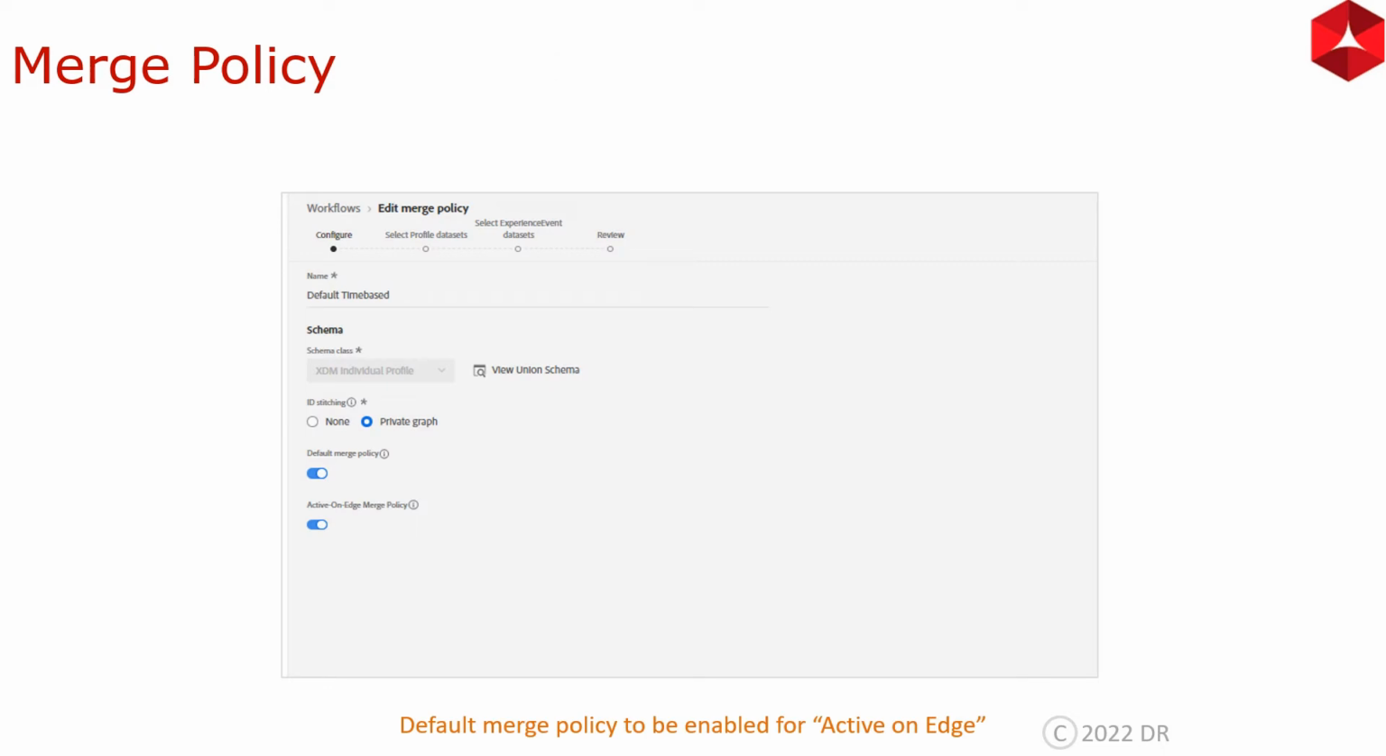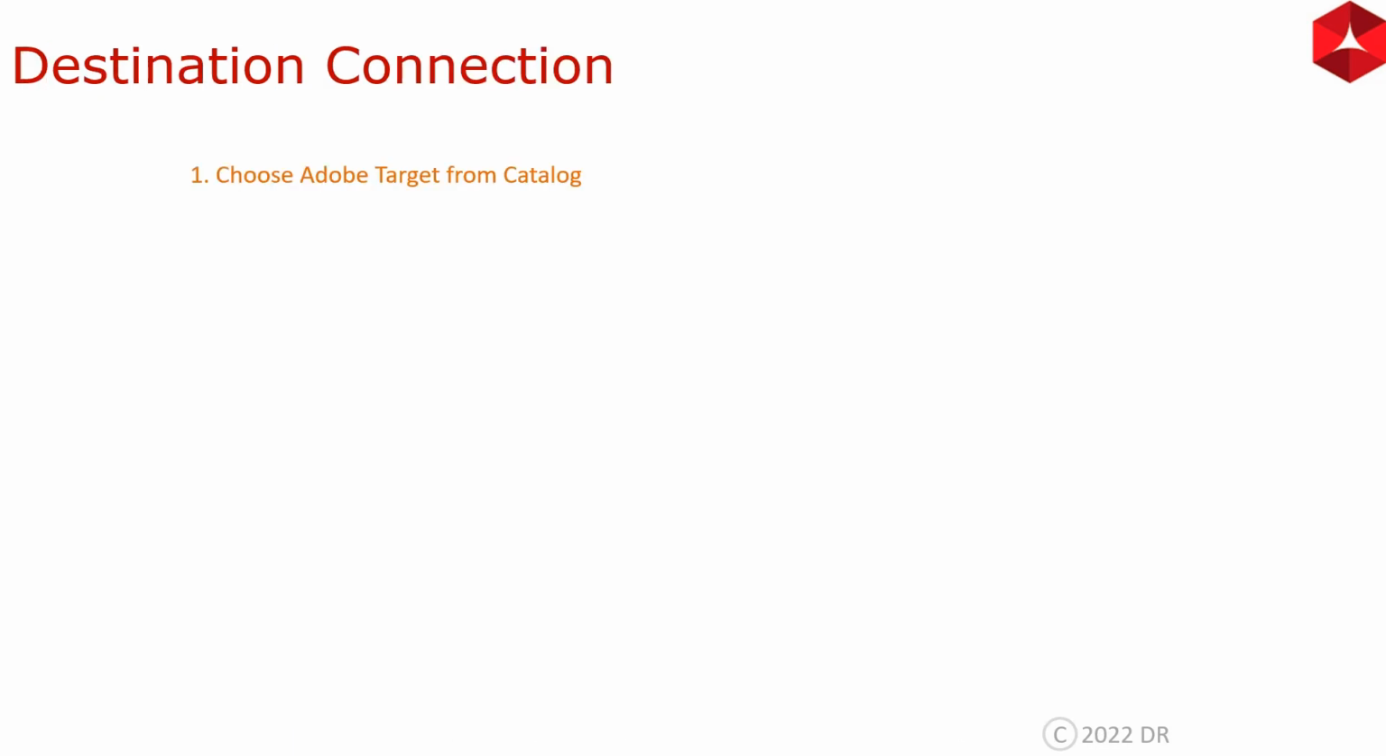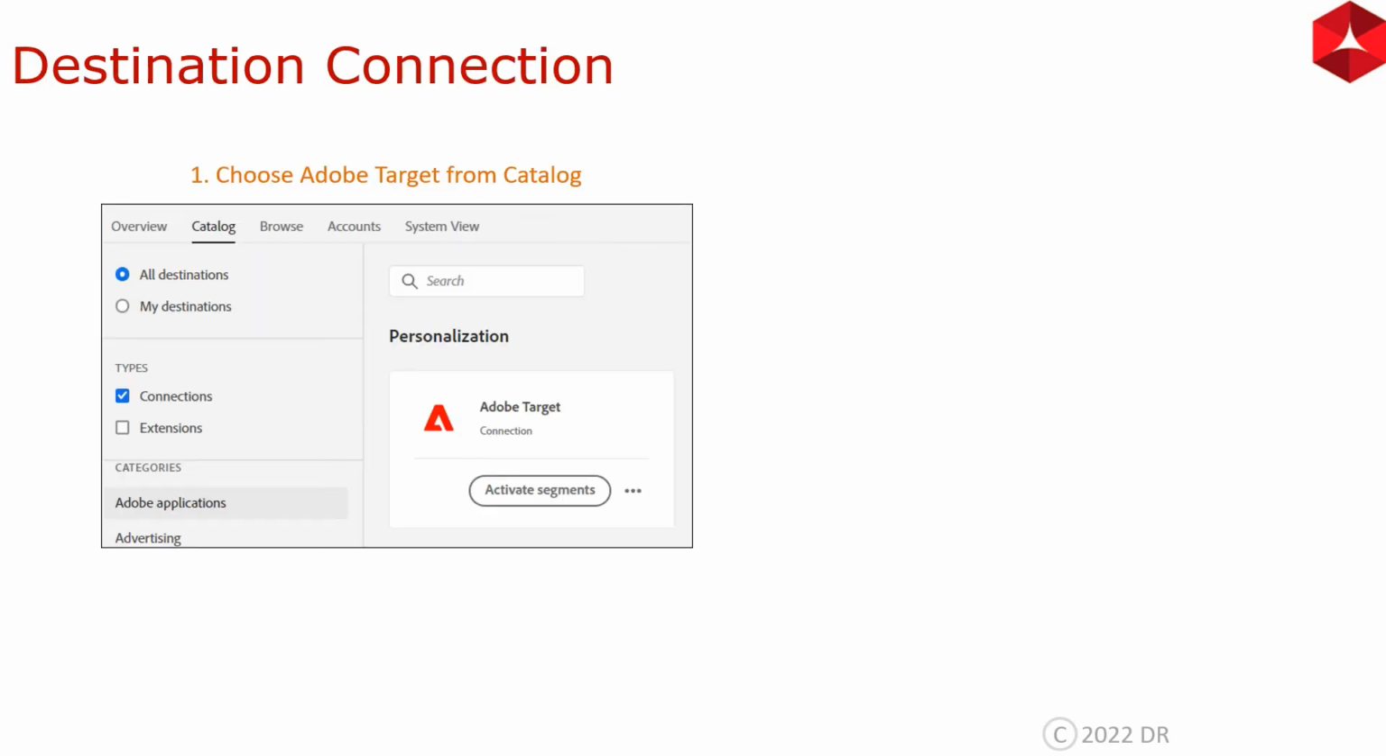So the next one is merge policy. And as you can see on the screen, we need to enable the merge policy to be active on Edge. For the new accounts, you will see that it is by default active on Edge already. But in case it's not, you need to ensure that your default merge policy is enabled for active on Edge, right?